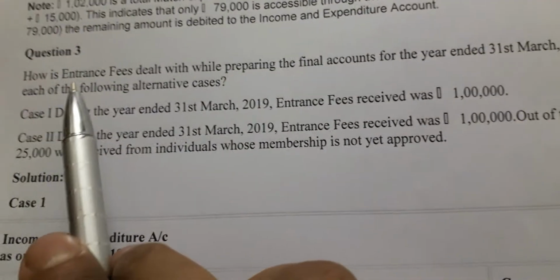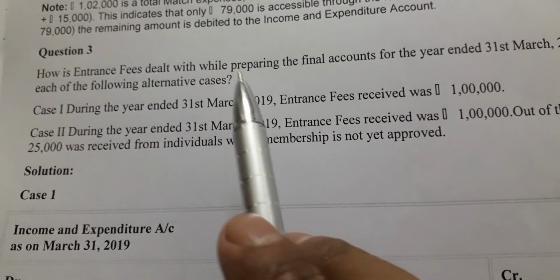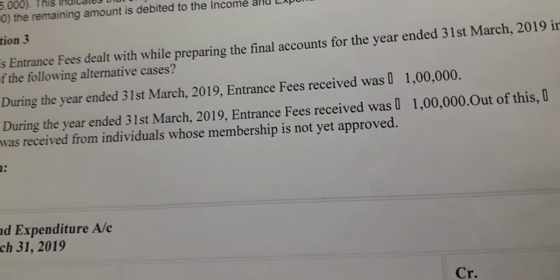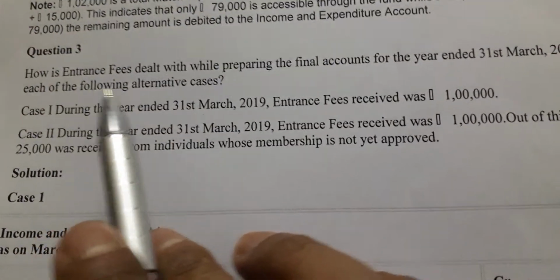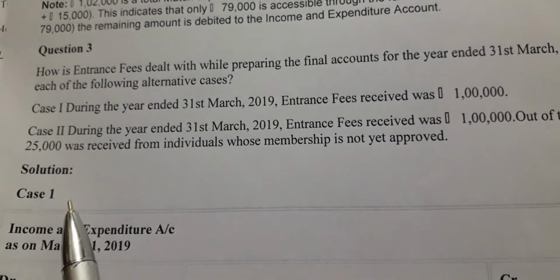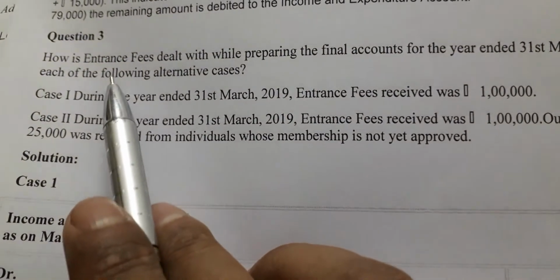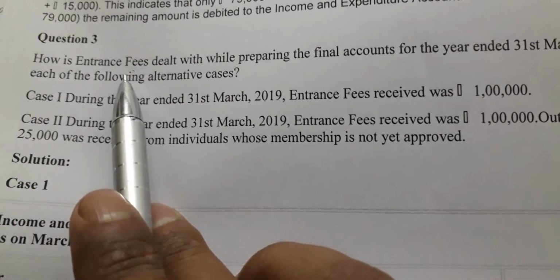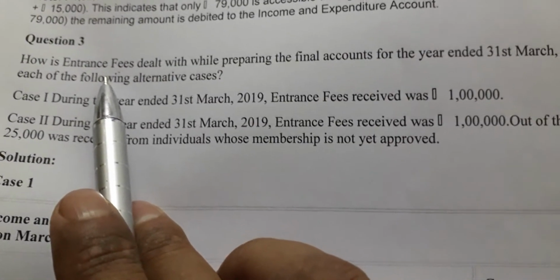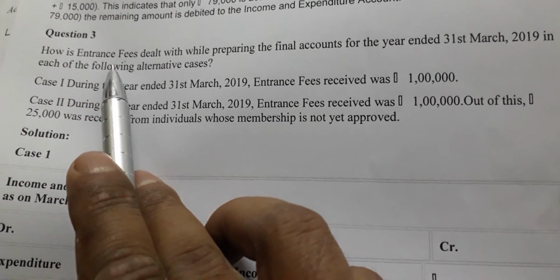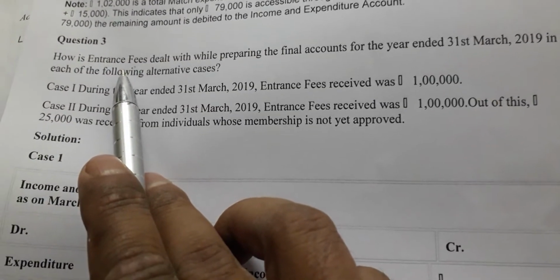Question number 3: How are entrance fees dealt with while preparing the final accounts for the year ended 31st March 2019 in each of the following alternate cases? Case number 1, case number 2. Entrance fees is a revenue item and is a source of income of the non-trading organization, so it is transferred to the income side of the income and expenditure account.